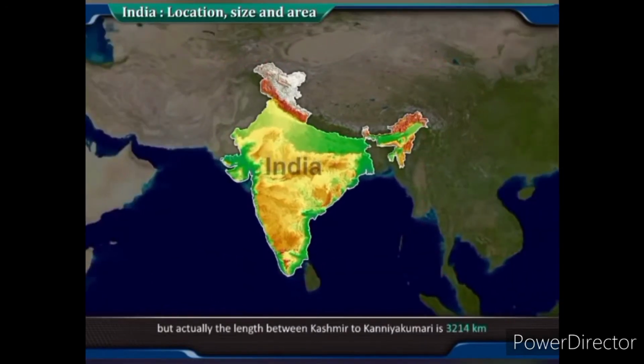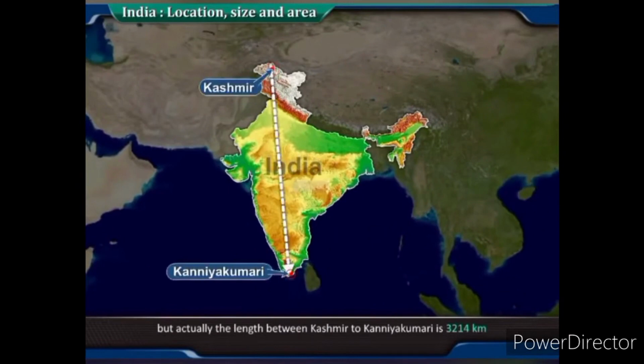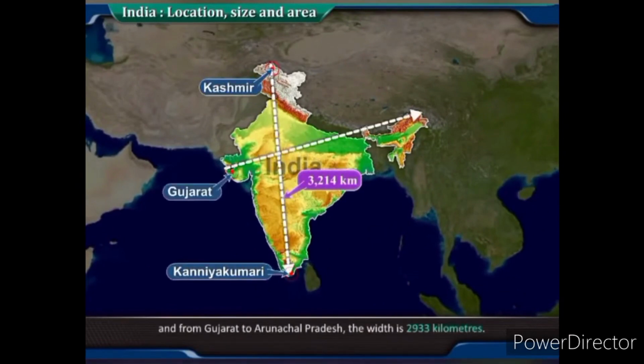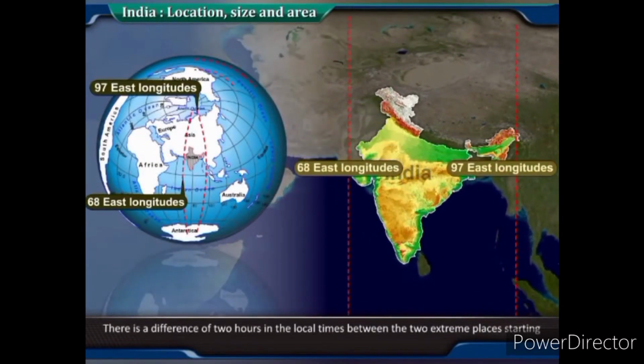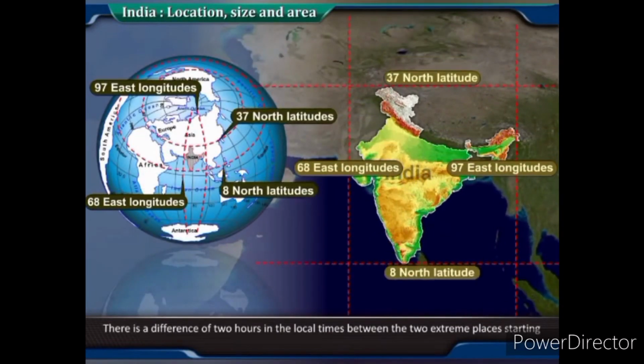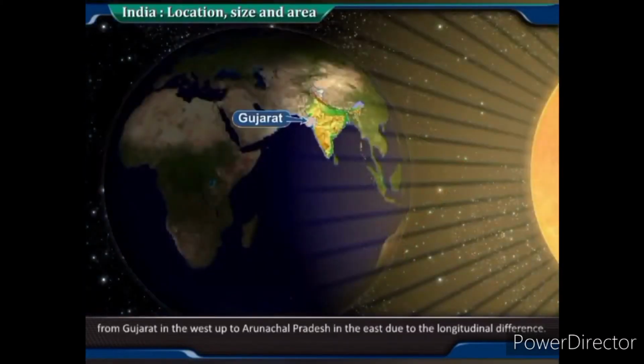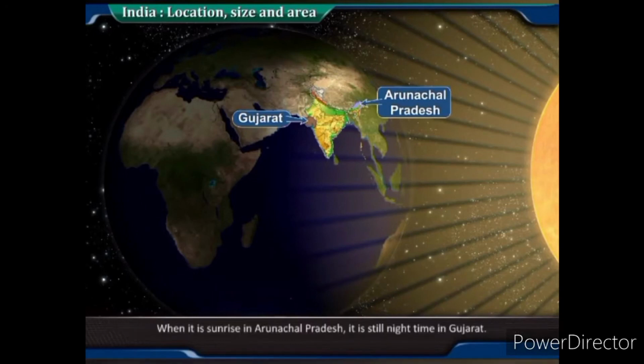But actually, the length between Kashmir to Kanyakumari is 3,214 kilometers, and from Gujarat to Arunachal Pradesh, the width is 2,933 kilometers. There is a difference of 2 hours in the local times between the two extreme places, starting from Gujarat in the west up to Arunachal Pradesh in the east, due to the longitudinal difference. When it is sunrise in Arunachal Pradesh, it is still night time in Gujarat.